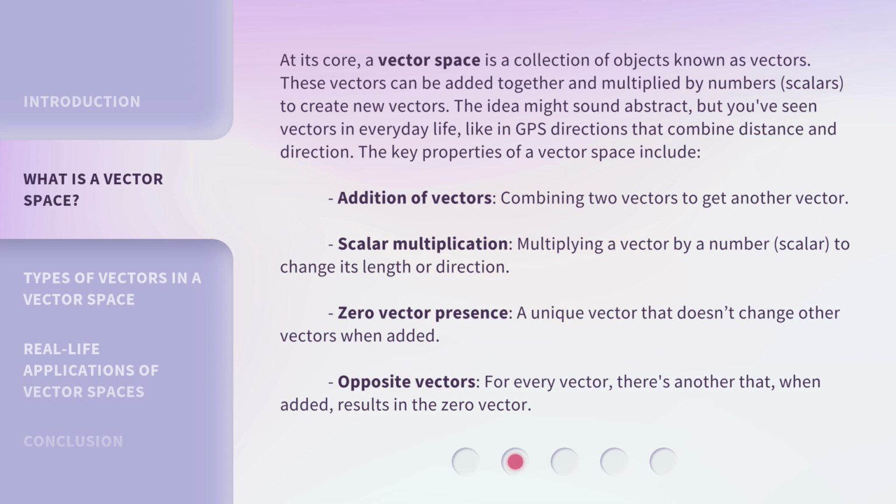The key properties of a vector space include: addition of vectors, combining two vectors to get another vector. Scalar multiplication, multiplying a vector by a number, a scalar, to change its length or direction. Zero vector presence, a unique vector that doesn't change other vectors when added. Opposite vectors, for every vector, there's another that, when added, results in the zero vector.